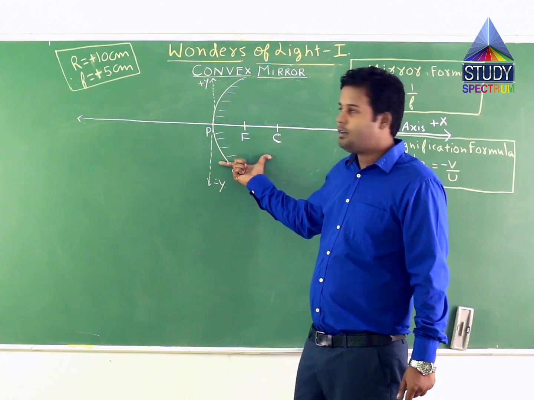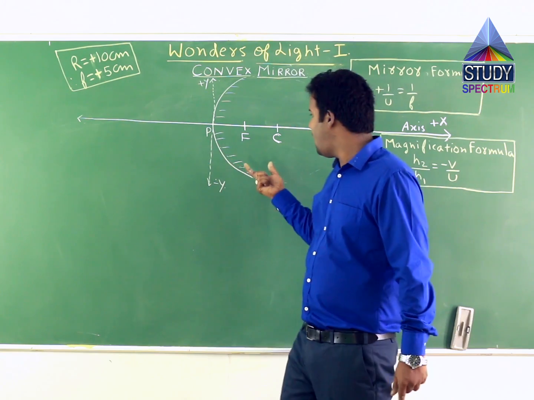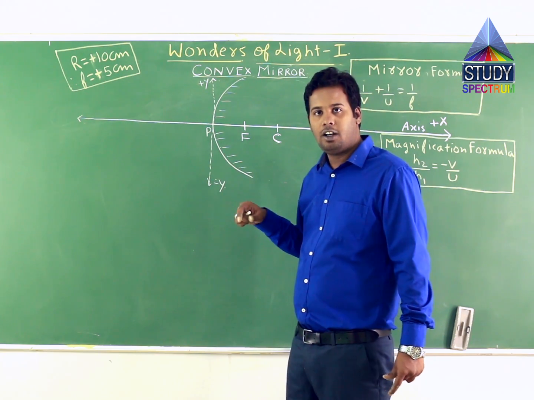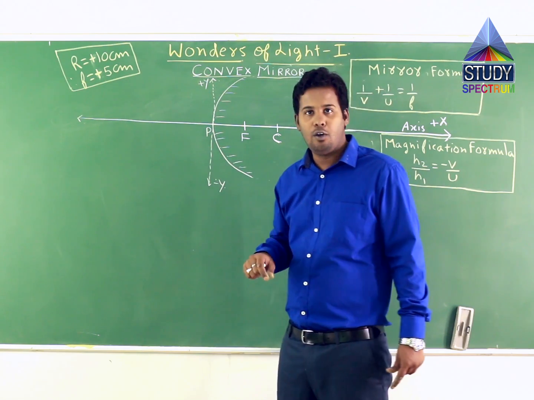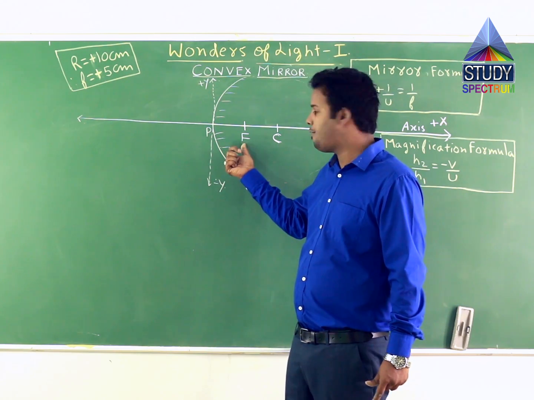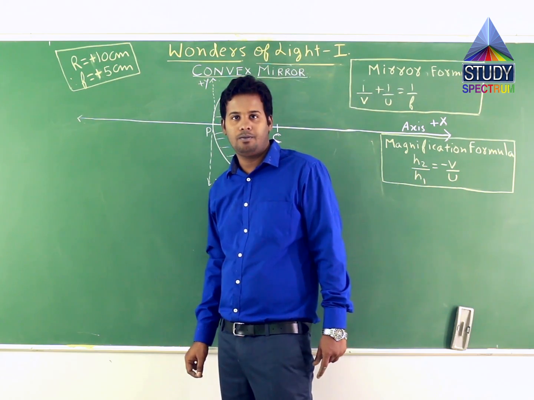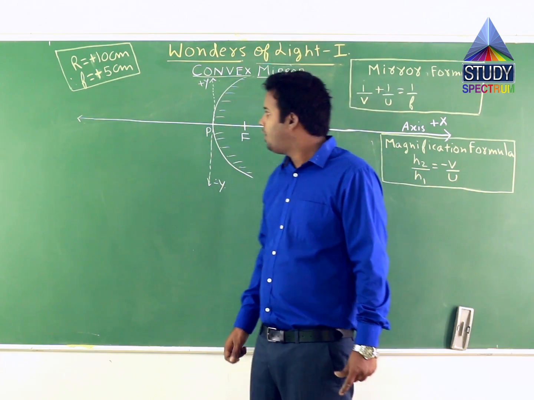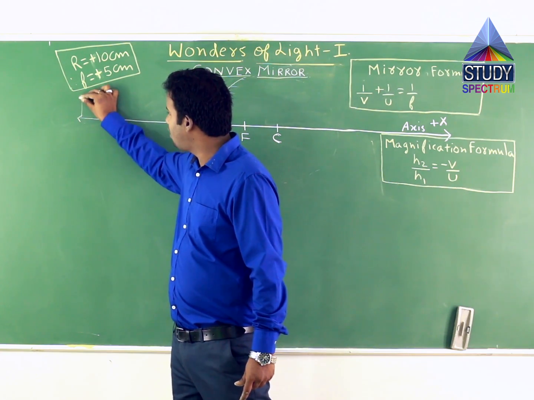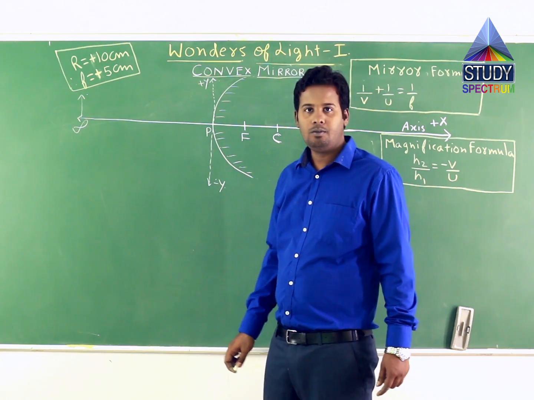Unlike in the concave mirror, we have taken R as positive 10 centimeter this time, and automatically, since for small apertures in spherical mirrors the focal length is half of the radius, this focal length, that is, the distance of the focus point F from the pole, will become plus 5 centimeter. Correct? Now the first case is the object placed at infinity, at a very far distance. The object is placed at infinity. Okay?